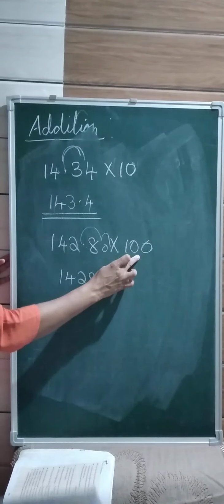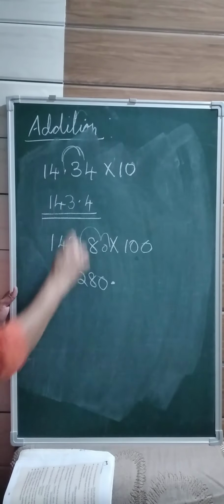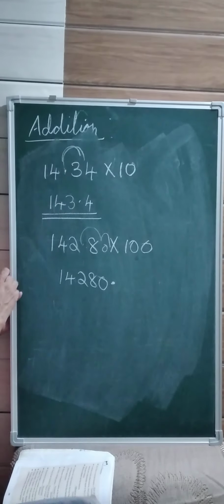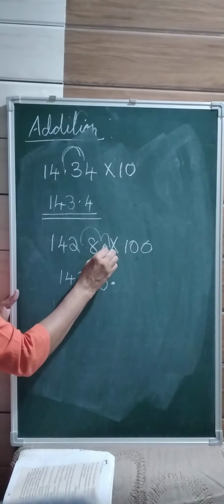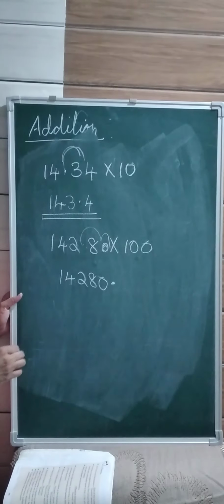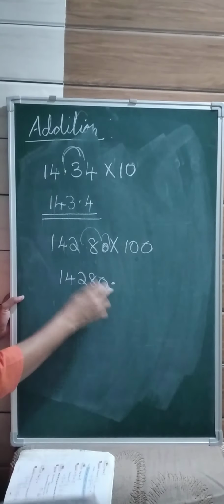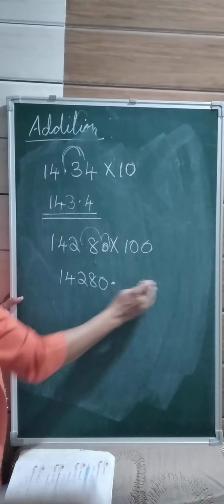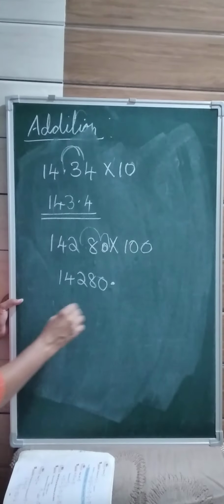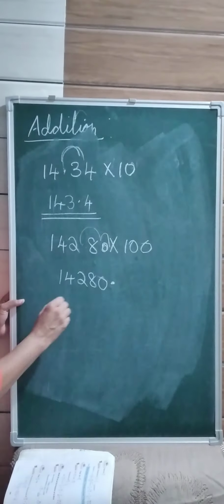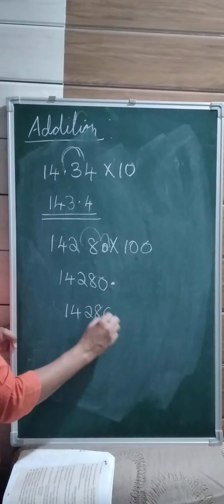See, listen, 2 zeros are here. 2 moves, 2 skips we have to make, but only 1 digit is here. So you can put 0 for the next skipping, next jumping. Then after that you can put the decimal. After this, there are no decimal digits, so you can avoid the decimal point. The answer is 14,280.